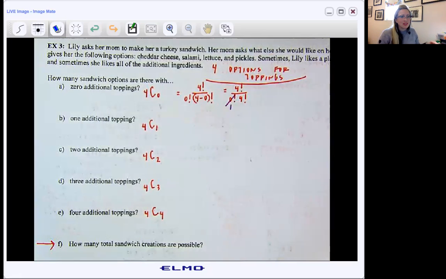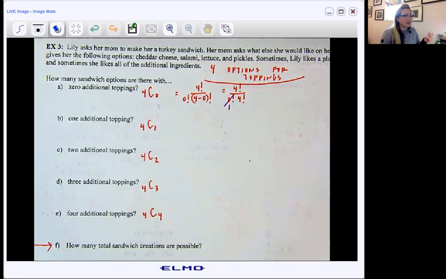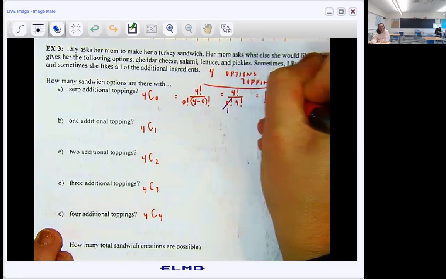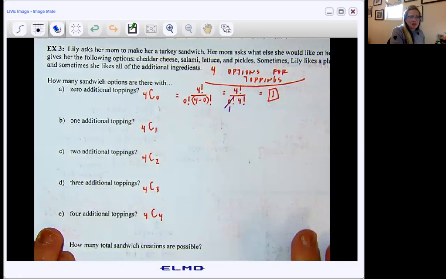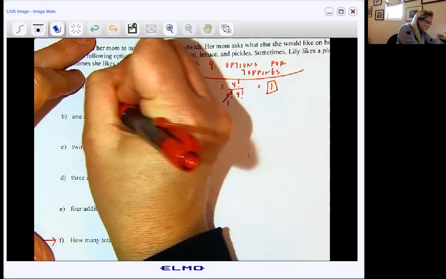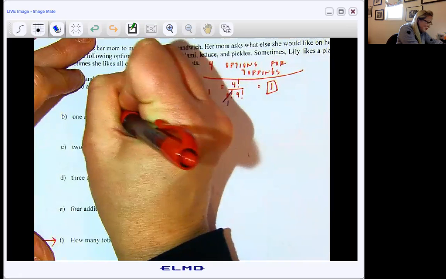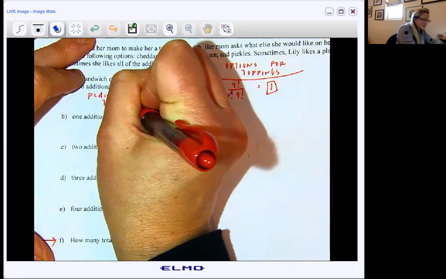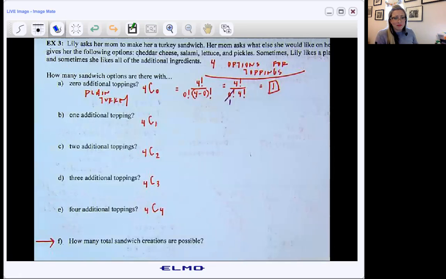It makes sense. And if I work this out longhand, well, 0 factorial is always 1, and anything over itself is 1, right? So there's really just one plain old turkey sandwich. Right, so 0 additional toppings means she's getting a plain turkey sandwich. Let me write that here. So plain turkey, no extras. Plain old turkey sandwich.